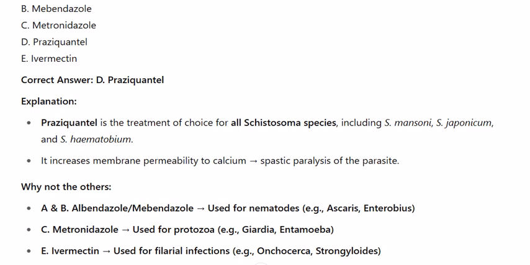Why not the others? A and B. Albendazole and mebendazole are used for nematodes, e.g. Ascaris, Enterobius. C. Metronidazole is used for protozoa, e.g. Giardia, Entamoeba. E. Ivermectin is used for filarial infections, e.g. Onchocerca, Strongyloides.